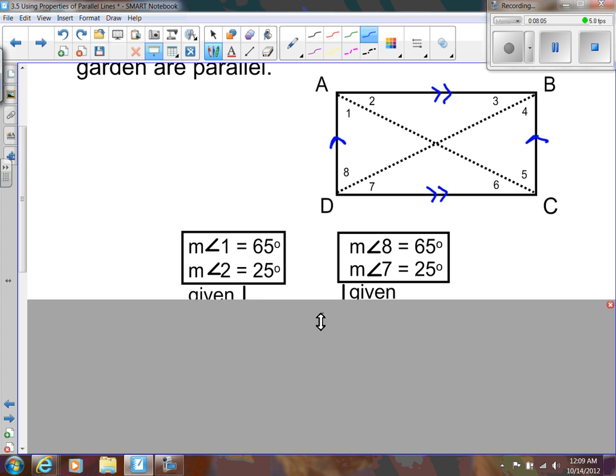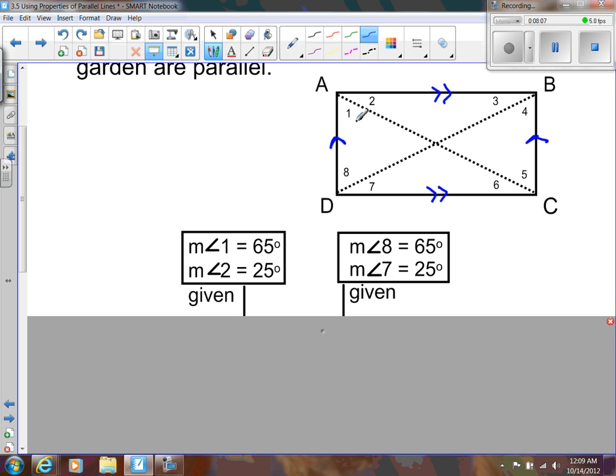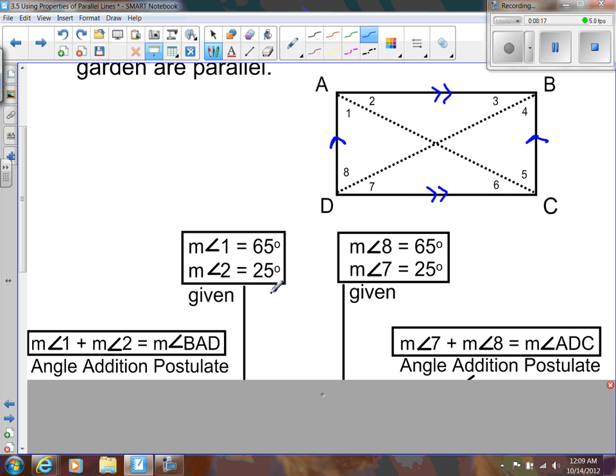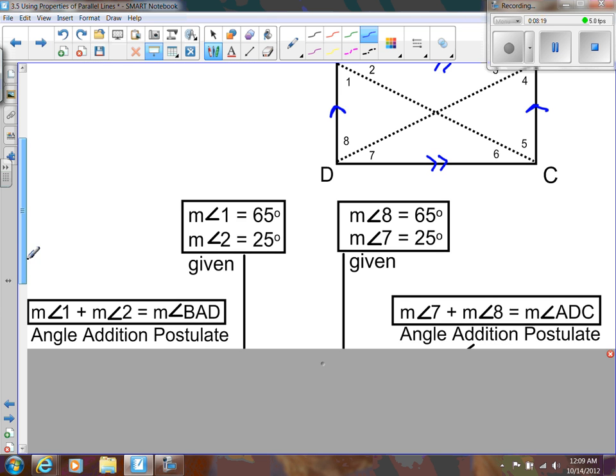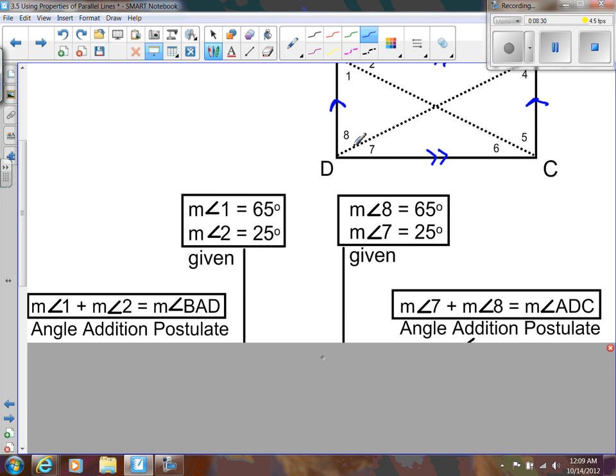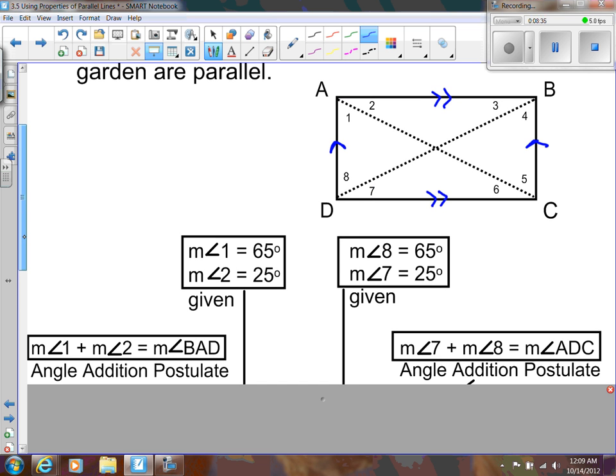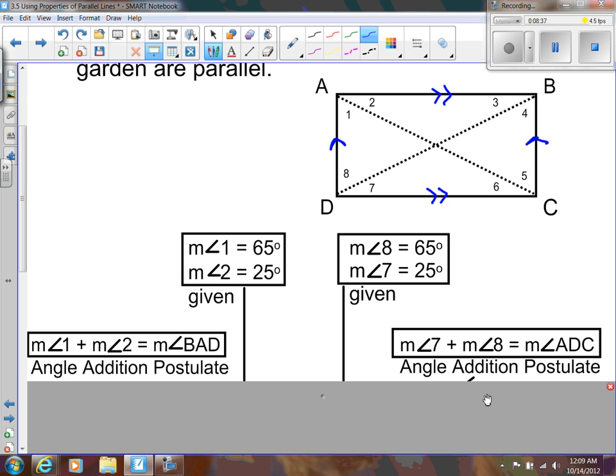To do that, we're going to start with our givens, the angle measures. We're given that angle 1 is 65 degrees, angle 2 is 25, angle 7 is 25, and angle 8 is 65. Those were given to us. Now what I can also conclude is that angle 1 plus angle 2 is the total angle BAD, and angle 7 plus angle 8 add together to be angle ADC. That's the angle addition postulate, when two angles add up to the bigger angle.